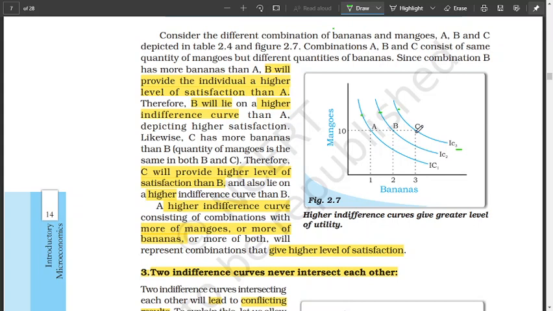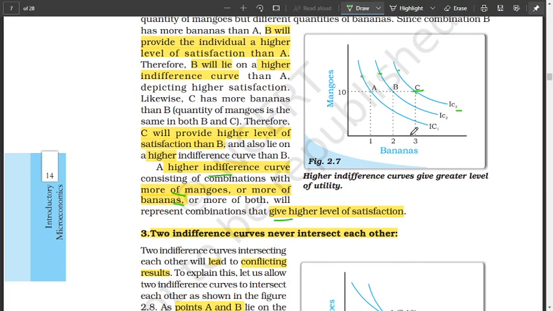And if you compare C and B, you would prefer C because C is higher than B. Between A and B, you prefer B over A. Between A, B, and C, you prefer C because it's highest, isn't it? So the higher indifference curve combination, more mangoes, more bananas, gives a higher level of satisfaction. You get 10 and 1 here, here you get 10 and 2, here you get 10 and 3. So you would prefer C because it gives you more of the two goods.